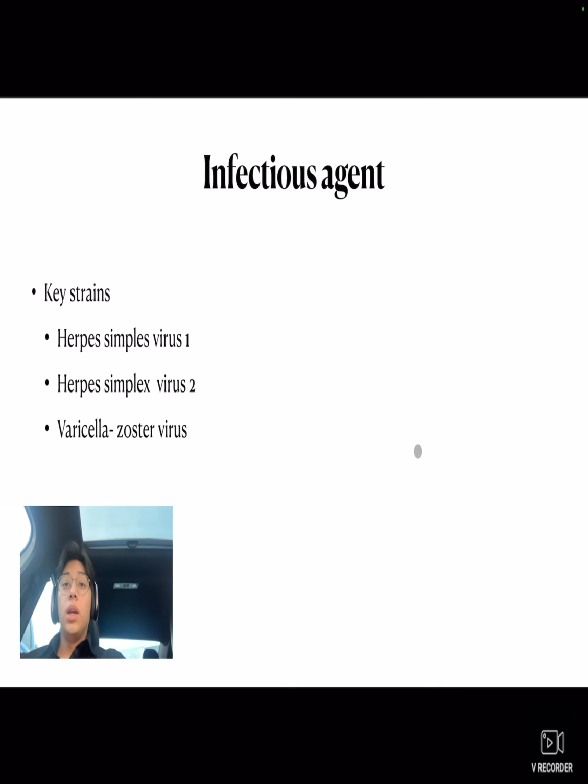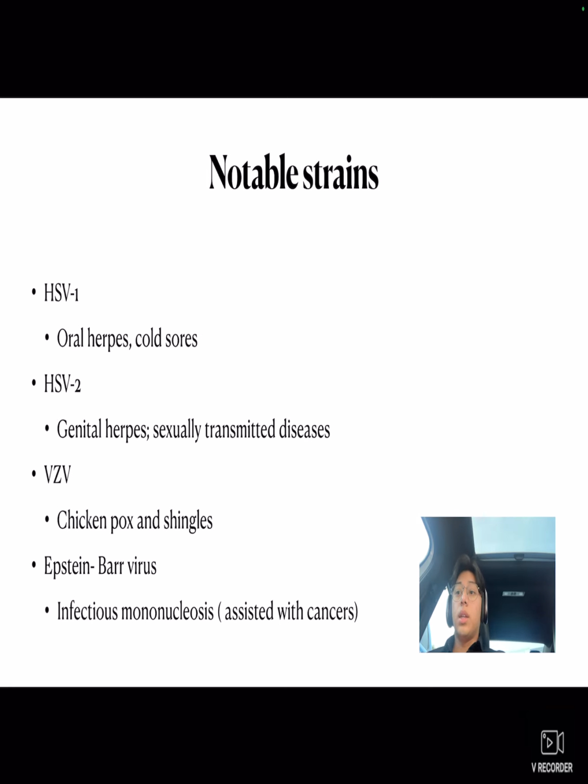Again, the important key strains that we'll be talking about are HSV1 and HSV2. You also have the varicella zoster virus. The difference between these: HSV1 typically refers to oral herpes like cold sores, and HSV2 is genital herpes, which is transmitted sexually. VZV causes chickenpox and shingles, and then you have Epstein-Barr virus, which causes infectious mononucleosis, and those are typically associated with cancers.